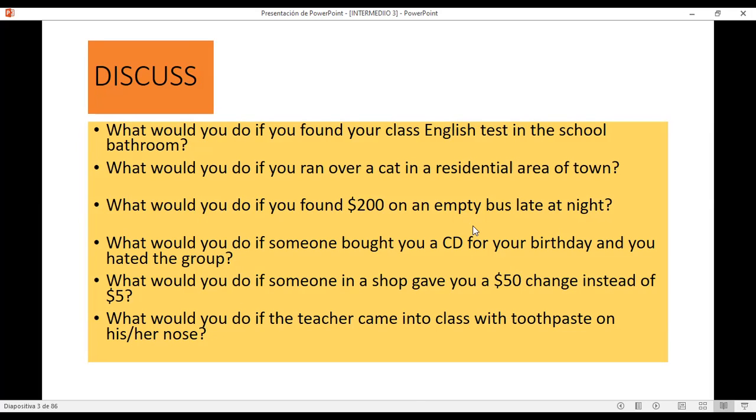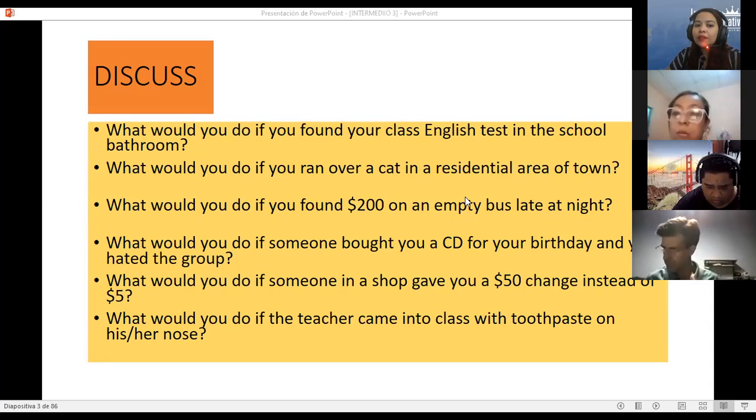I don't know if that ever happened to you, but let's just omit the first. Let's go with the second one. We have this expression that says, what would you do if you ran over a cat? So imagine you're driving or you are on a motorcycle and you run over, right? So the cat is under your car or under your motorcycle. What would you do if you ran over a cat in a residential area? Especially now in the country that there are some laws about animal protection, what would you do? Would you run away? Would you call somebody? Would you pretend nothing happened? So what would you do?